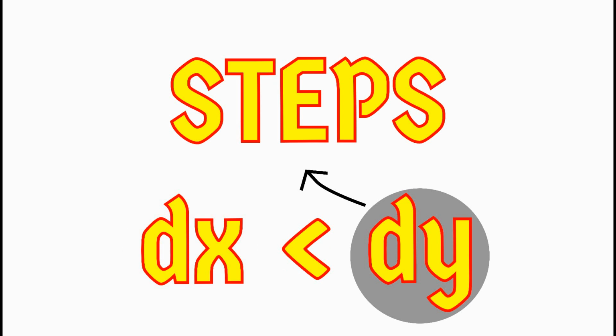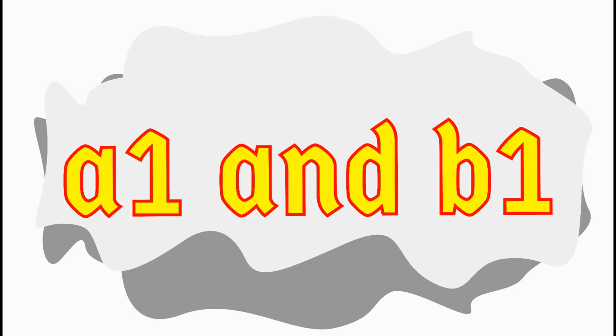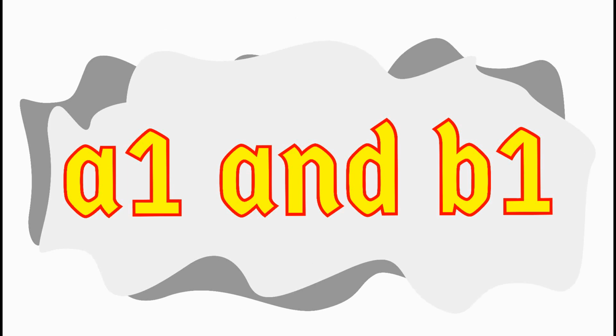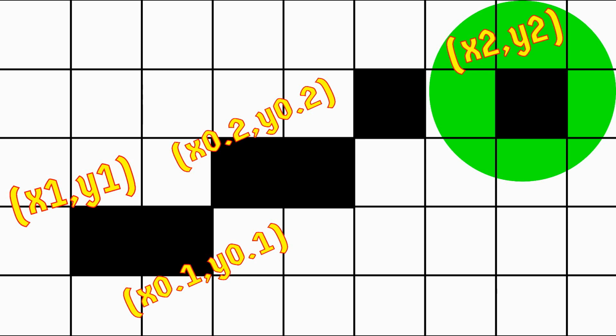After determining the step variable, finding out a1 and b1 becomes fairly easy. a1 is nothing but dx divided by steps and b1 is nothing but dy divided by steps. This is how we get a1 and b1, our two magical numbers. This a1 and b1 will be added to x1 and y1 to get our next pixel, and then the same a1 and b1 will be added to every new pixel until we reach x2 and y2.